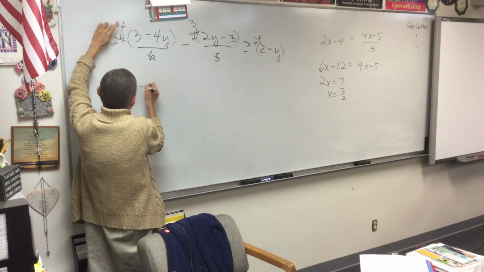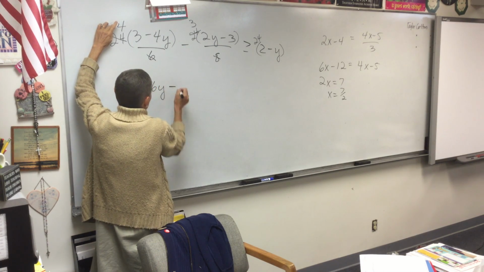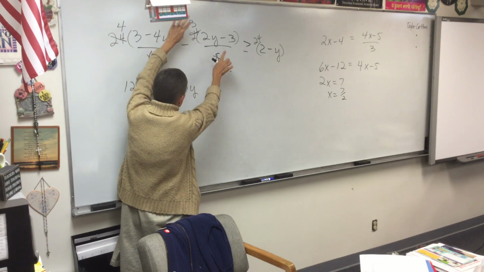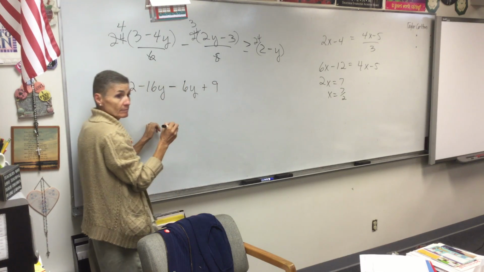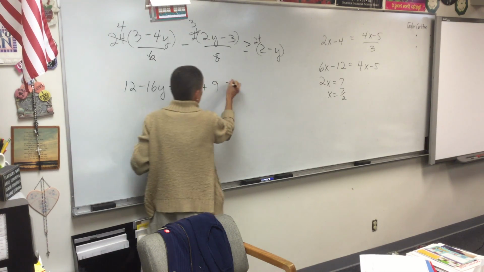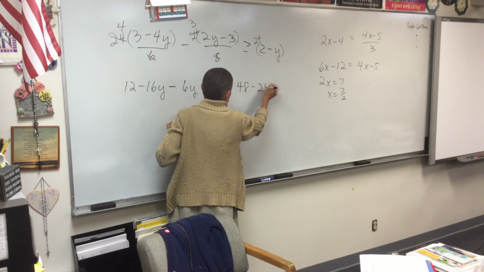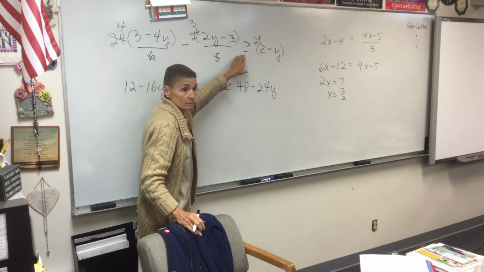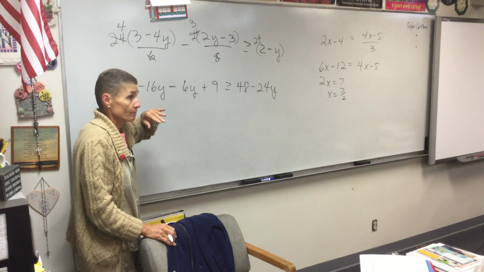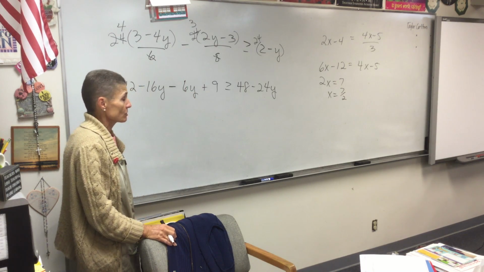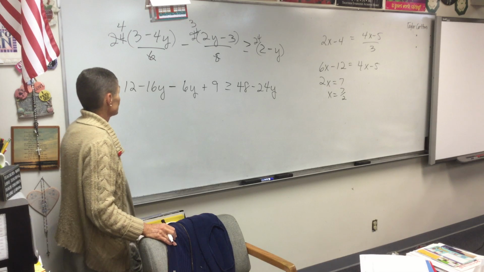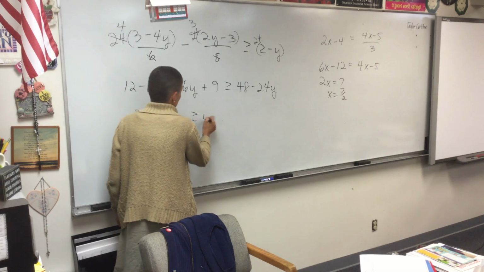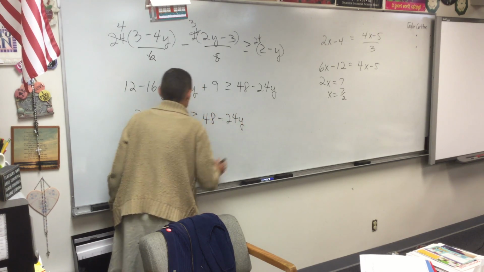So now we have 12 minus 16y, watch it here now, be careful, minus 6y plus 9, (48 minus 24y). Now, I didn't switch my symbol because what did I multiply by? Positive 24. So I didn't have to switch it. 21 minus 22y is greater than 48 minus 24y.